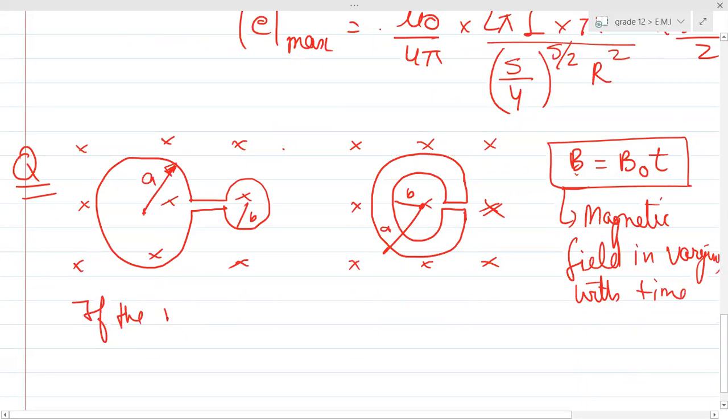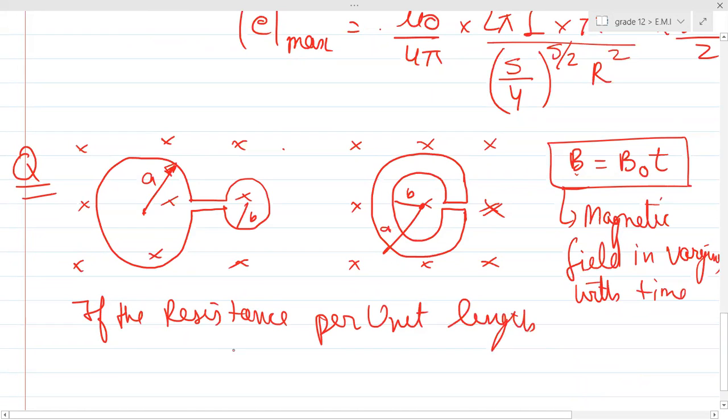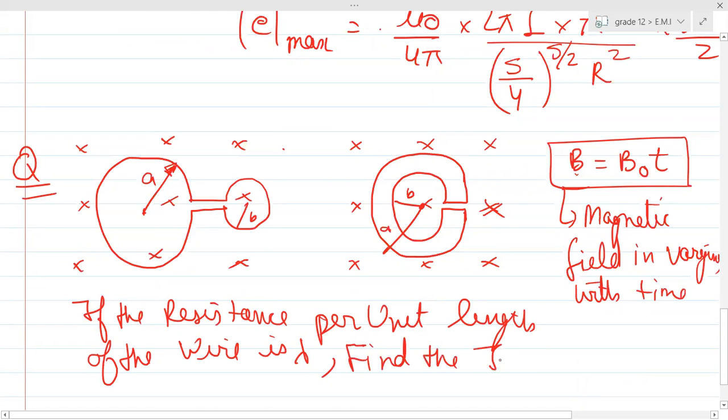If the resistance per unit length of wire is lambda, find the induced current.